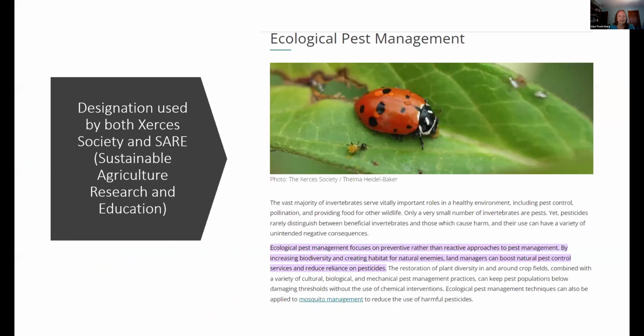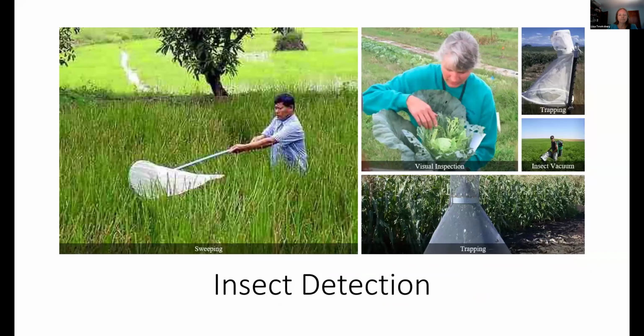And then I also have seen the term ecological pest management, and I found that both on the Xerces website. Xerces definitely is really trying to protect the environment, to protect species that might become extinct. I think that's one of their main goals. So they protect butterflies and pollinators, and then SARE is Sustainable Agriculture Research and Education, affiliated with USDA. And so they use the term ecological pest management. So I didn't really find too many direct differences in all of these phrases that are used.